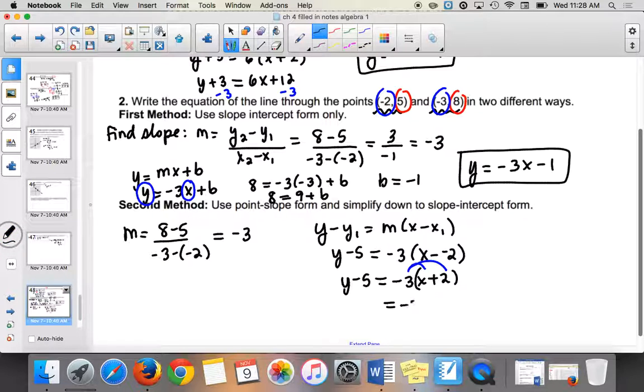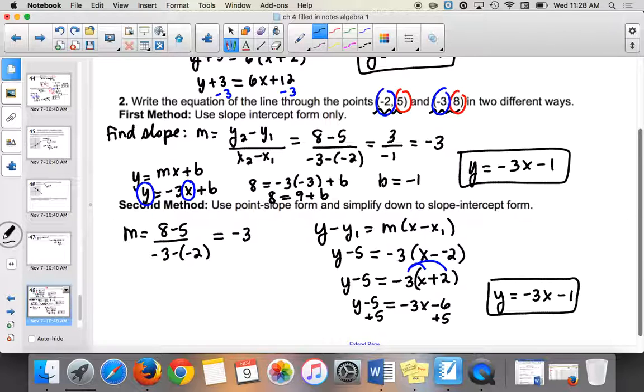So I get negative 3x minus 6. And then when I add the 5 over, I get y equals negative 3x minus 1. Do you guys see how it's exactly the same answer? Okay, so why do math teachers like this? Because you actually get the final answer of y equals something. Like, a lot of people just leave the b equals.